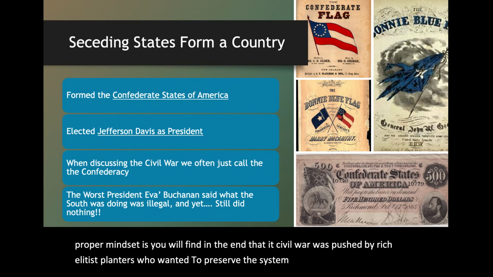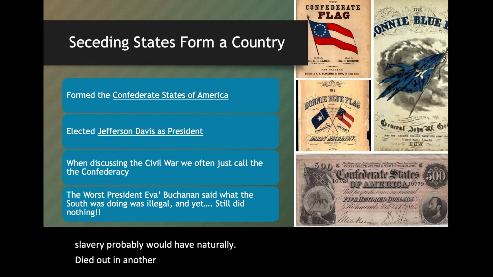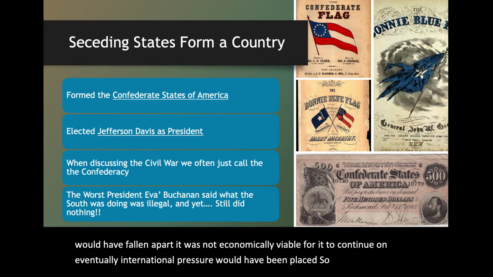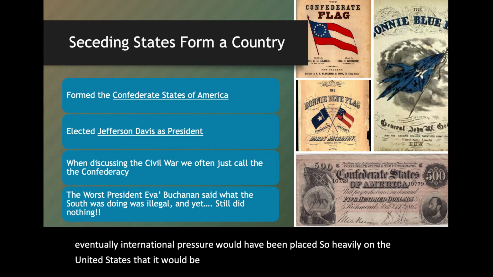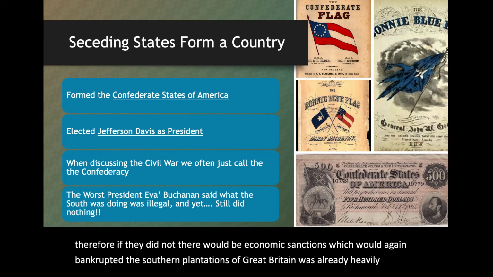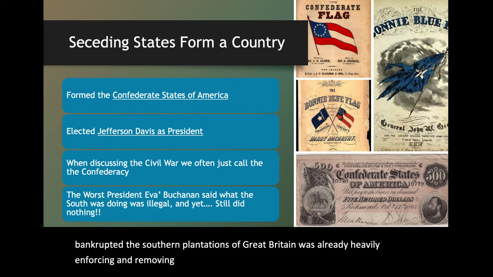The system of slavery probably would have naturally died out in another 20 years in the United States. It just would have gone away, just would have fallen apart. It was not economically viable for it to continue on. Eventually, international pressure would have been placed so heavily on the United States that it would have been forced to abandon the idea of slavery, and if they did not, there would be economic sanctions, which would again have bankrupted the southern plantations.